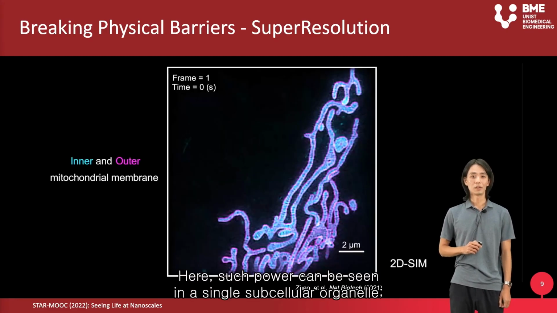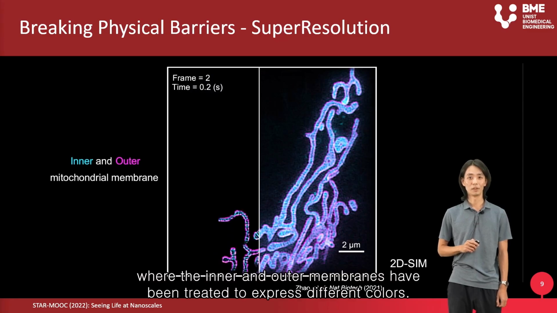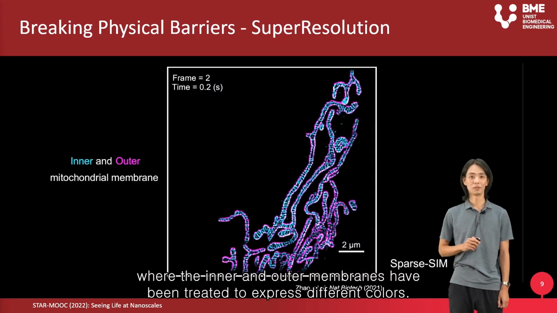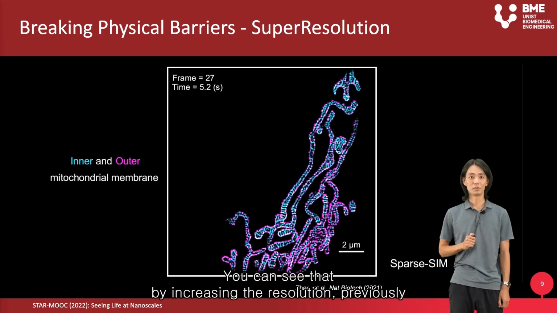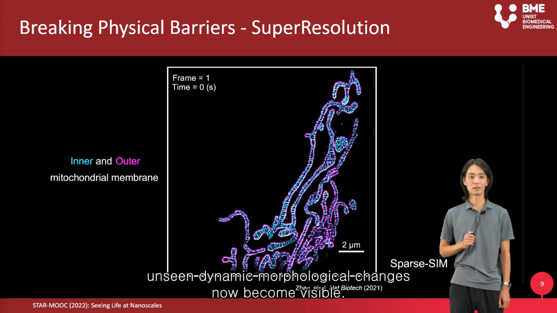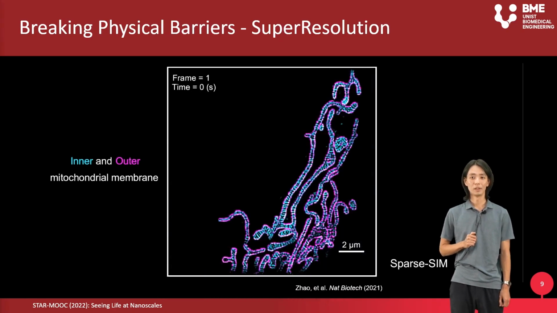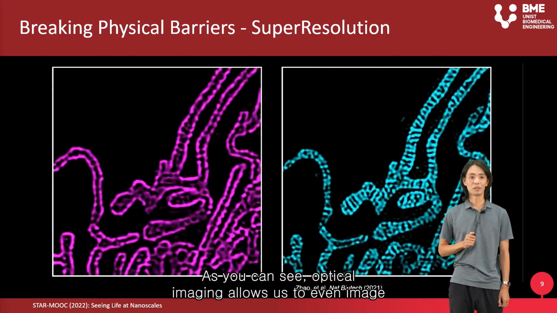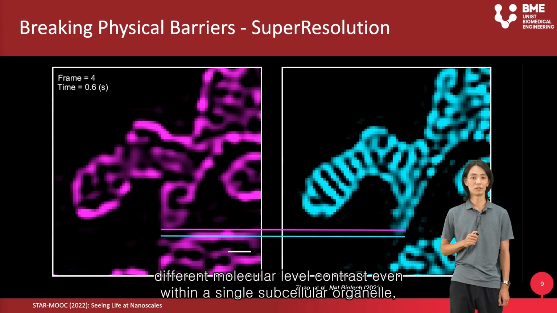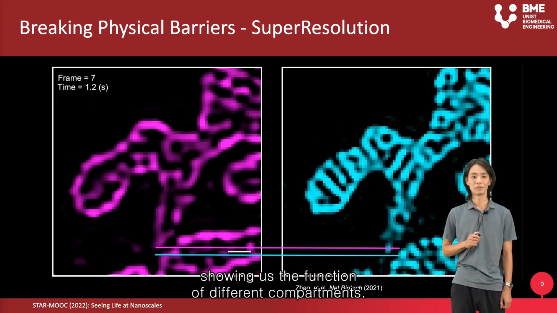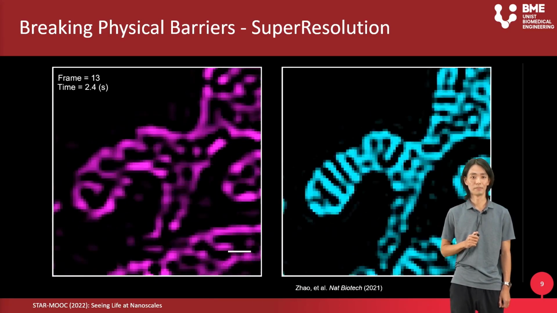Here, such power can be seen in a single subcellular organelle, the mitochondria, where the inner and outer membranes have been treated to express different colors. You can see that by increasing the resolution, previously unseen dynamic morphological changes now become visible. As you can see, optical imaging allows us to even image different molecular level contrast even within a single subcellular organelle, showing us the function of different compartments.